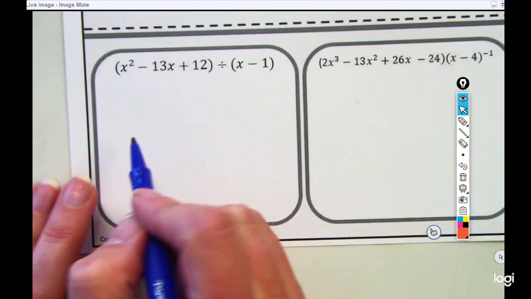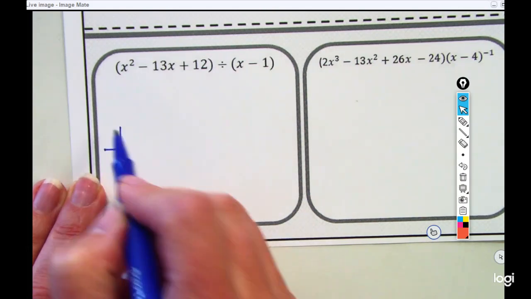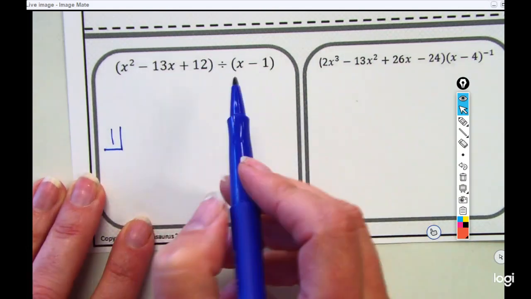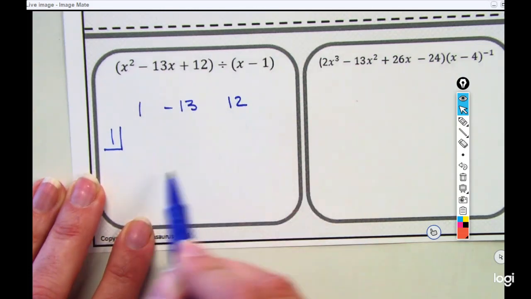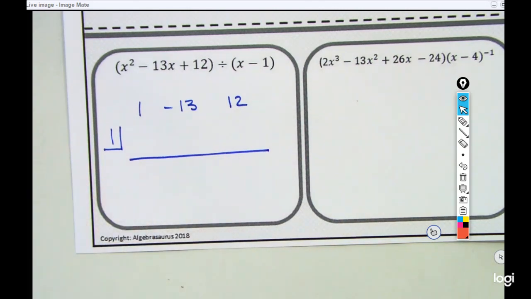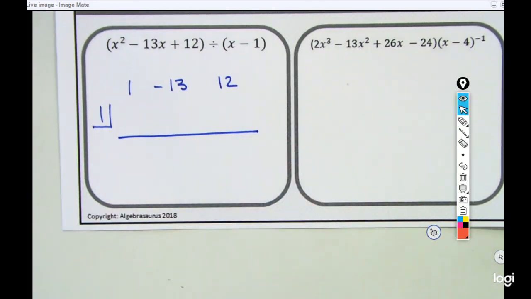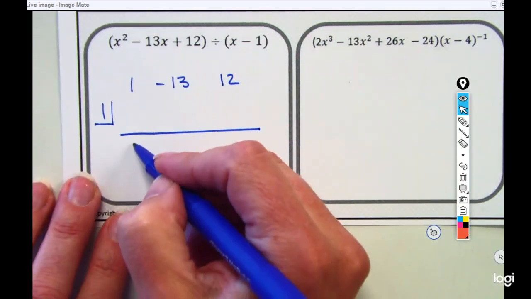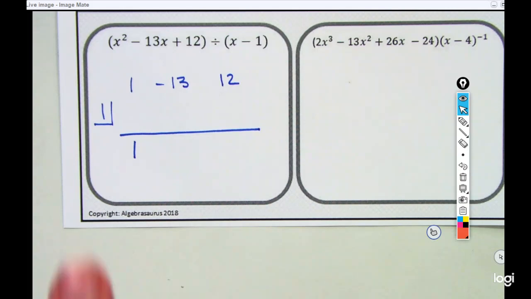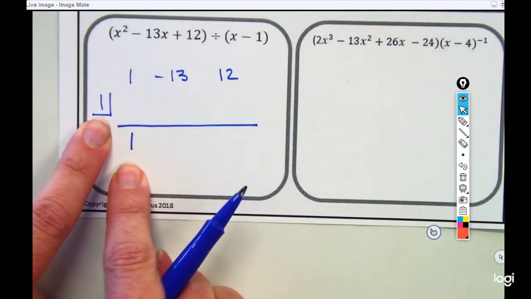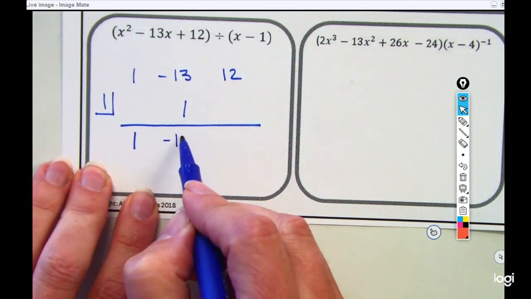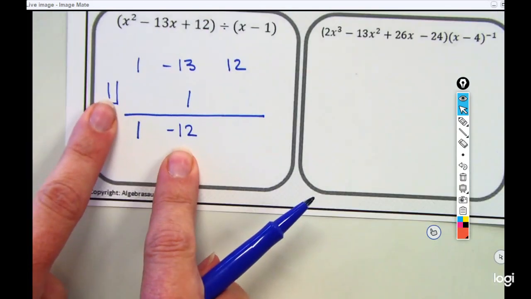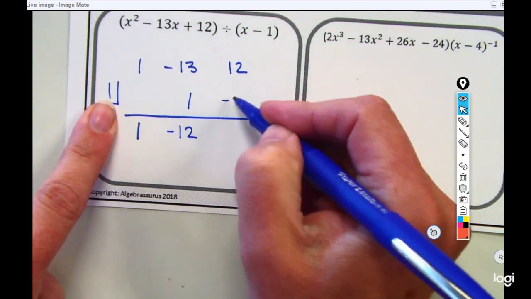What goes in the box? 1 across the top. 1, negative 13, 12. Tell me my first step. I should hear more of you saying that. Bring down the 1. Then multiply. 1 times 1. 1. Combine. Multiply. Combine.